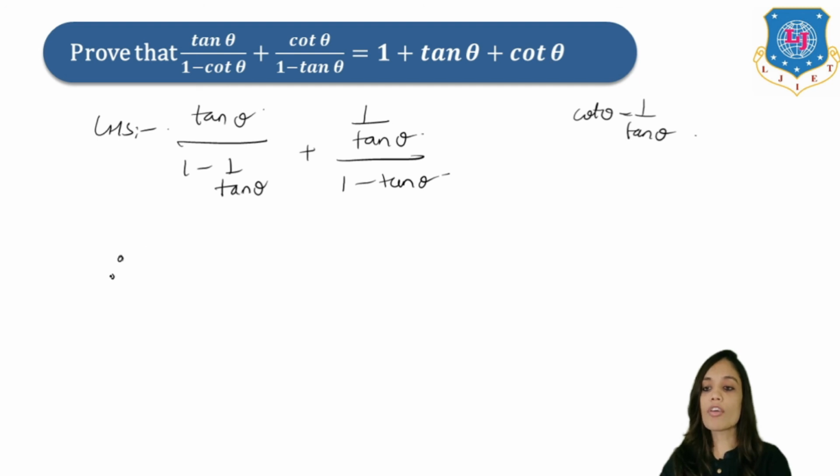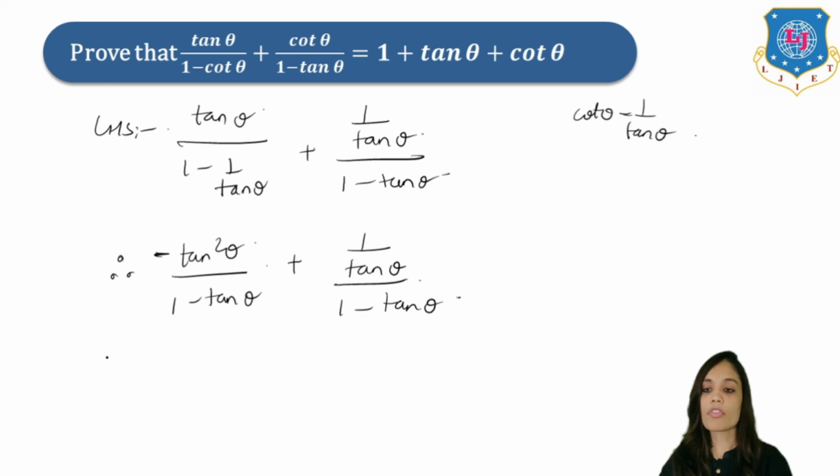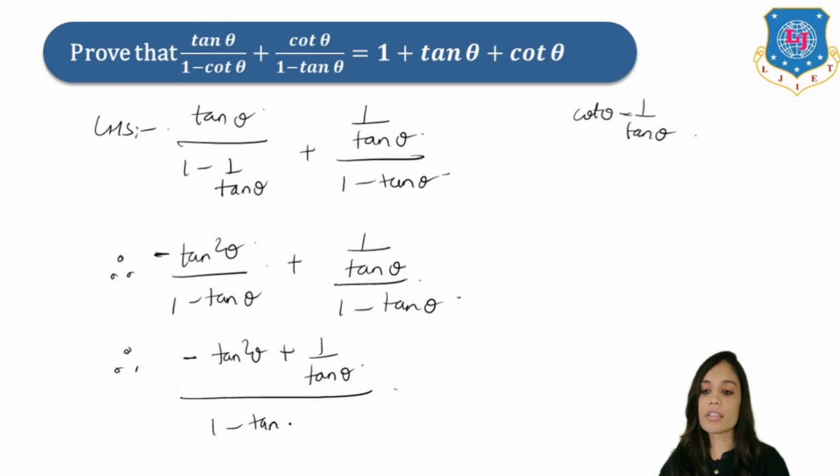Fine. So now we can take the LCM. So this will be tan square theta, and from here I will take minus outside. Right. So I will have what? 1 minus tan theta in order to make this the same, plus 1 upon tan theta and 1 minus tan theta. Fine. So now let us take the LCM. So this is equal to minus tan square theta plus 1 upon tan theta upon 1 minus tan theta.